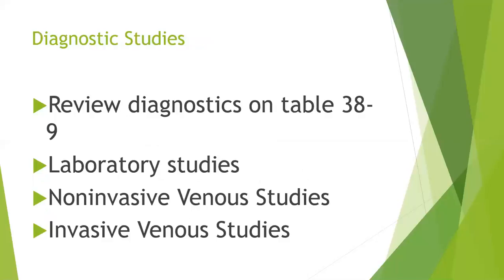So different diagnostic studies are used to help diagnose VTEs. In your book, Table 38.9 lists all the diagnostics used. Sometimes a D-dimer may suggest that there's a VTE. A CAT scan would be a priority to diagnose a pulmonary embolism. And ultrasound also localizes clots as well, especially in the extremities.